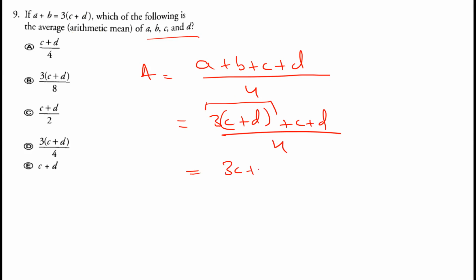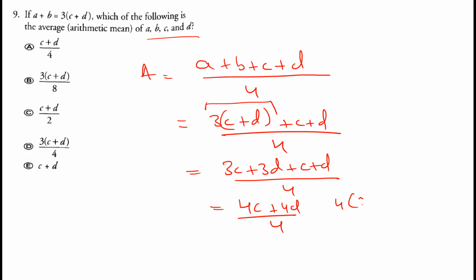If you open the bracket, this will become 3C plus 3D plus C plus D divided by 4. And we can write 4C plus 4D whole over 4. Obviously, if we take 4 as common, the 4 and 4 cancel out and we will be left with C plus D. So option E is correct.